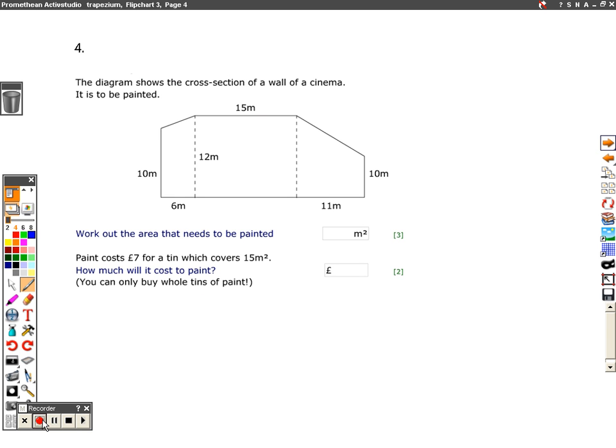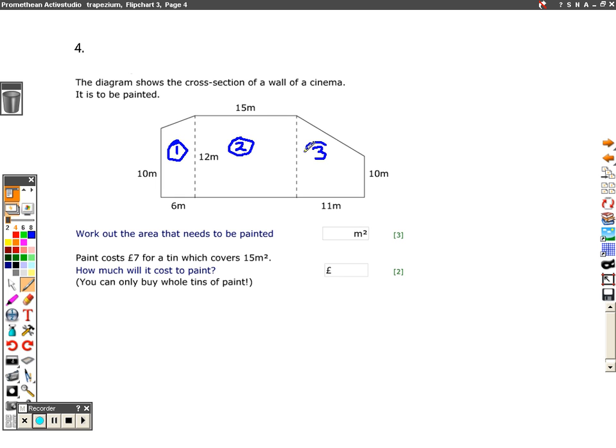Okay, question 4, more of a problem type question. Now, diagram shows the cross section of a wall of a cinema. It is to be painted. Work out the area that needs to be painted. Now, they've already started this question off for you. You've really got 3 parts. You've got part 1, part 2, and part 3.